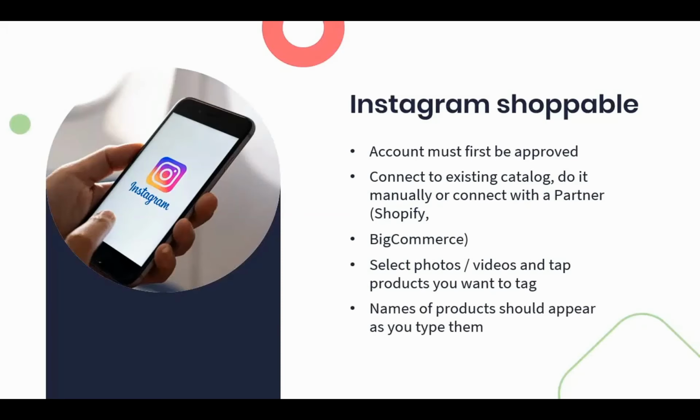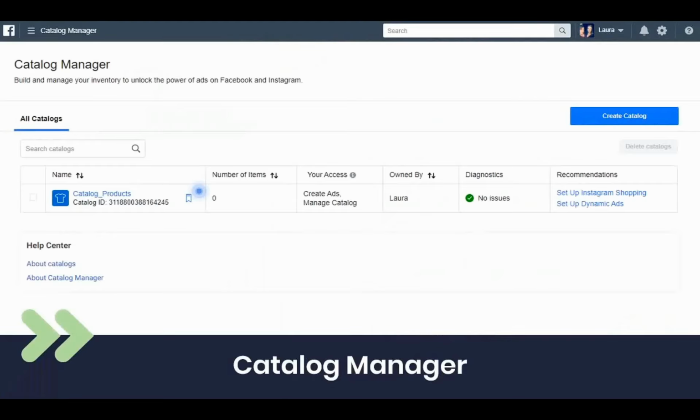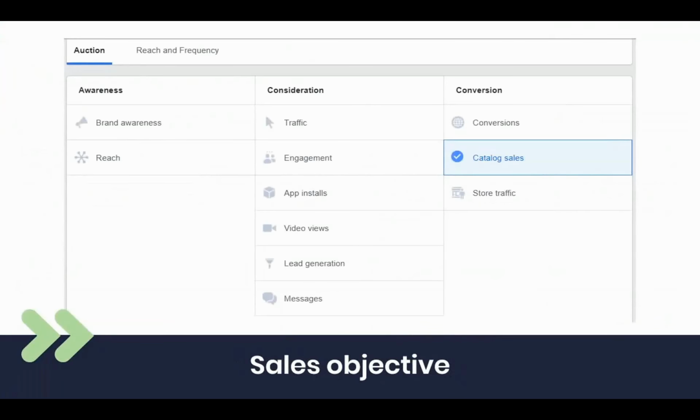Because Facebook and Instagram are housed together under the same manager, there is the catalog manager, and on the right at the top, the blue button, that is where you would create your catalog. And then once you've created it, you could set up your Instagram shopping or your dynamic ads. When implementing a sales campaign, you would be under the auction setting, and then you would go under conversions and catalog sales. So that's for a sales objective.